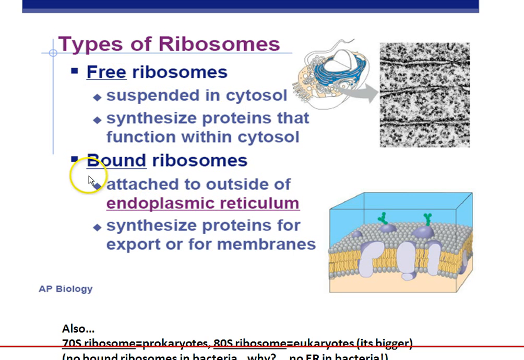Then we have another type of ribosome called the bound ribosome, and they're attached to the rough ER. In fact, that's why it's called rough ER. It looks rough because of all those little ribosomes. And they're going to be making proteins for export out of the cell. For example, your pancreas is going to make lots of digestive enzymes that are sent out of the cell.